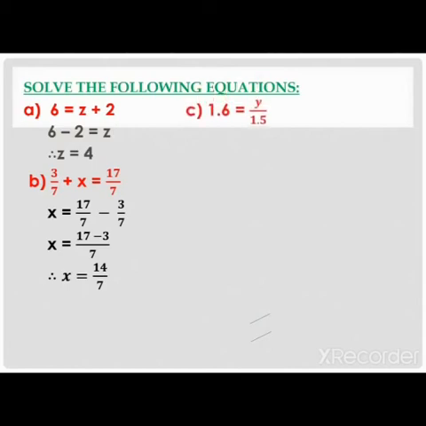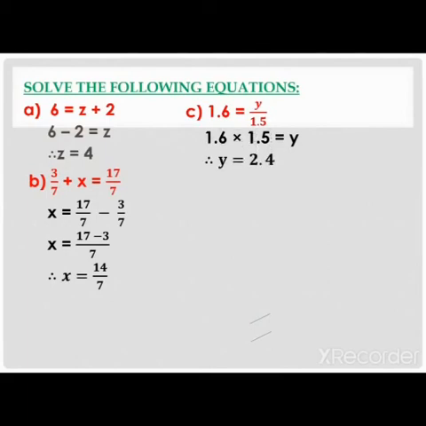Third question is 1.6 equal to y divided by 1.5. Here again 1.5 is in division, so we can shift it to the other side as multiplication. One side variable, another side constant. Therefore 1.6 multiply 1.5 equal to y. Therefore y equal to 2.4.